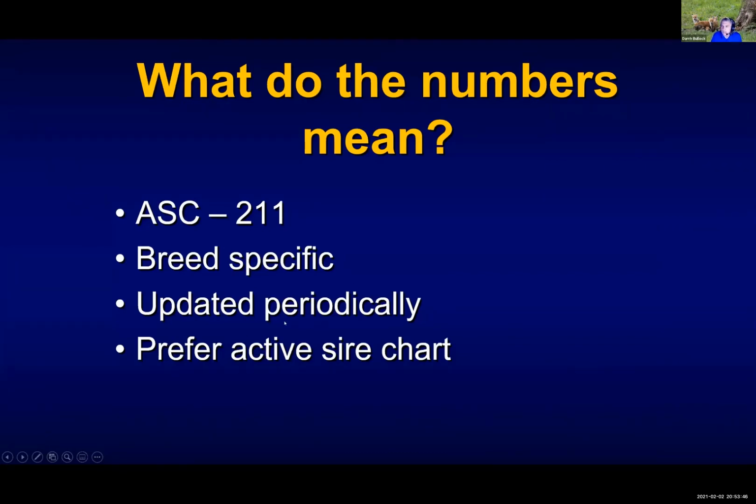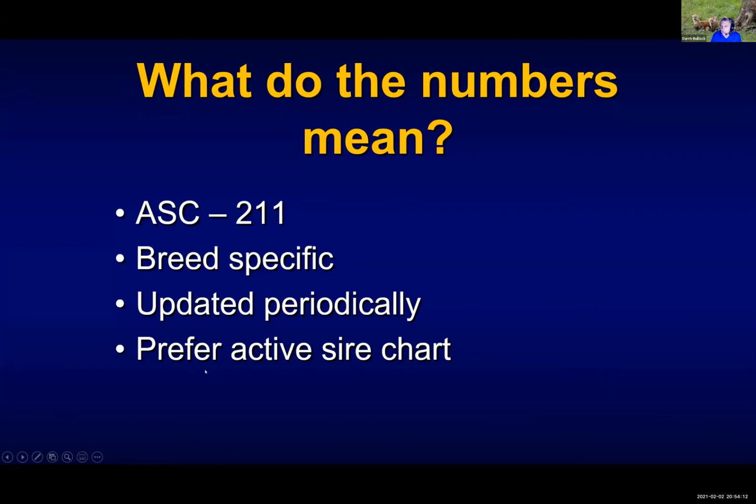We have a fact sheet. It's called ASC 211, and it goes through the definition of the different traits for many of the breeds and the nomenclature that are used. Now, remember, these charts are breed specific. You can't use that same chart for an Angus bull or a Charolais bull or anything else. They are breed specific. They are updated periodically.